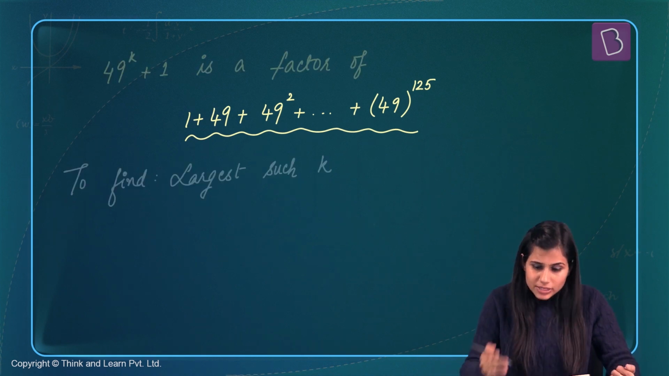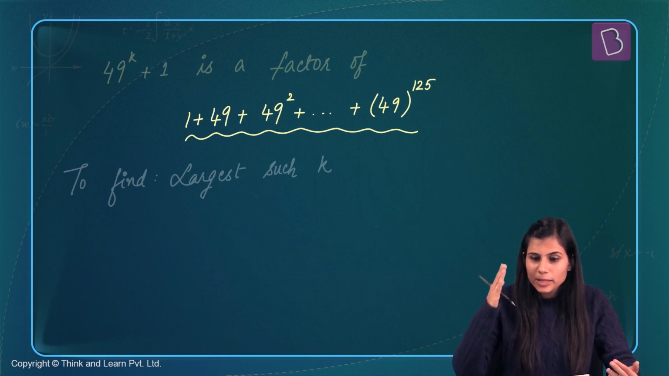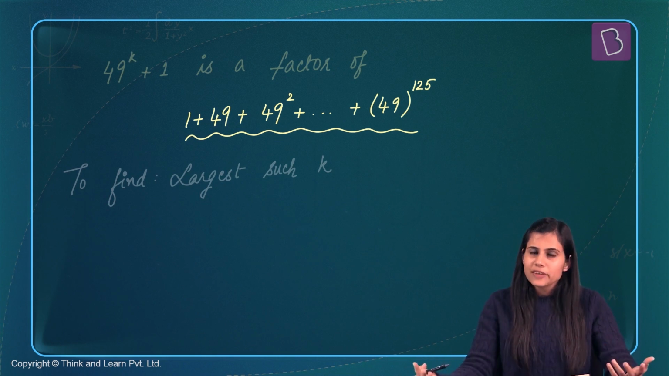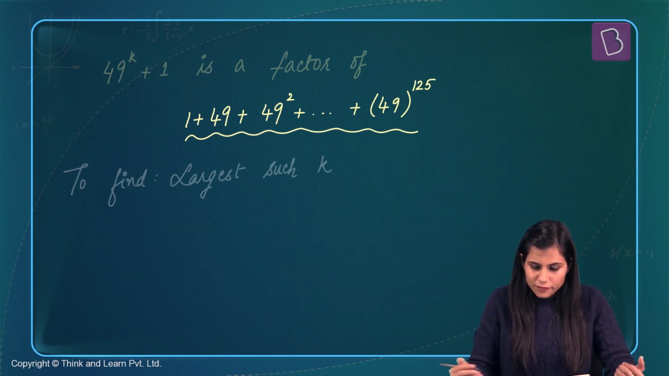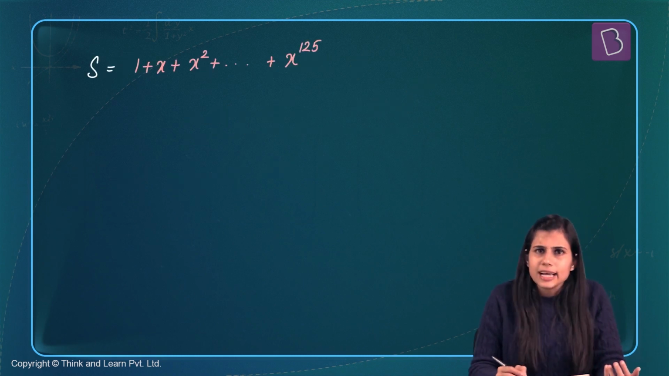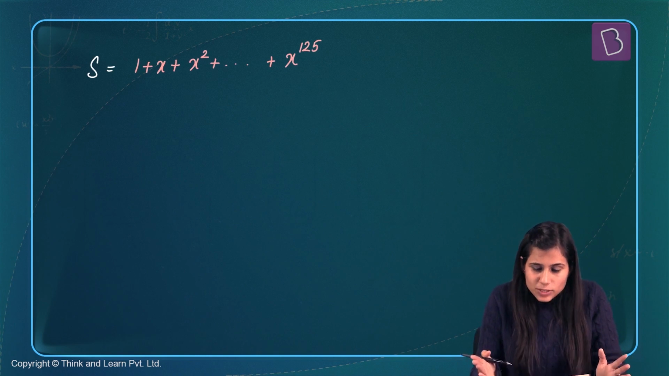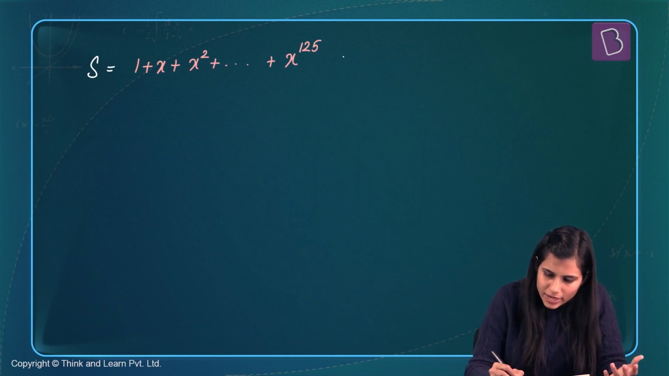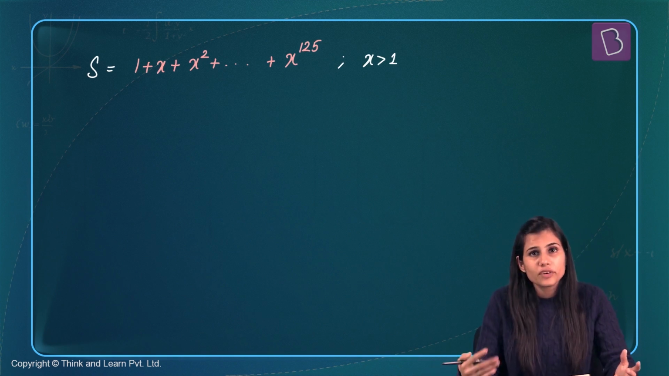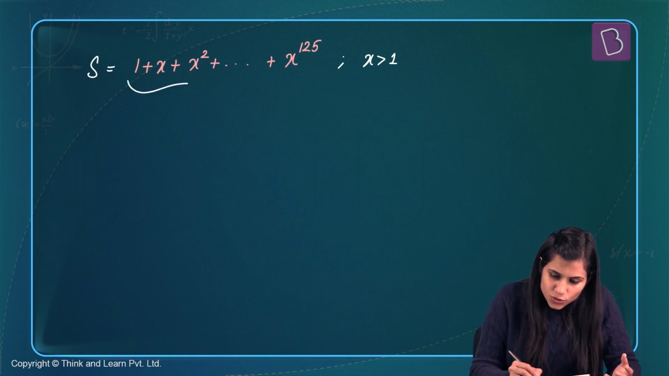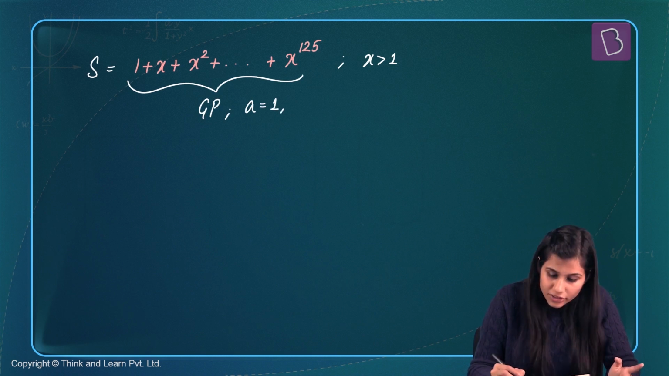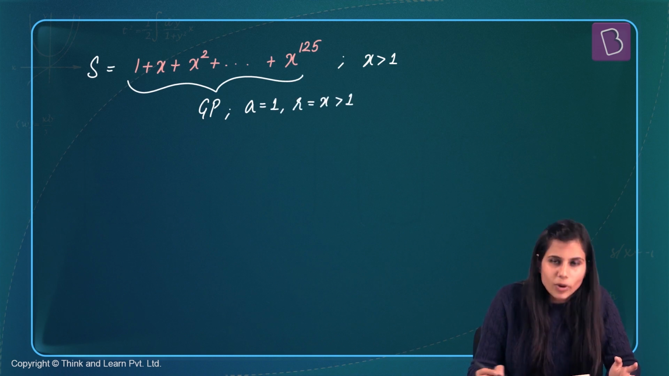So if you look at this expression, this is 1 plus 49 square plus 49 cube and so on till 49 to the power 125. Well, it's pretty evident it is nothing but a GP. And if I just share with you the concept, make you recall the concept, okay? If you have 1 plus x squared and so on till x to the power 125, where say your x is greater than 1, what is this sum equal to? This is the sum of a finite GP, isn't it? So in here, if this is your GP, your first term is 1 and your common ratio is x, which is greater than 1, right?